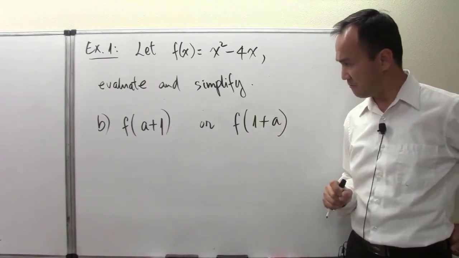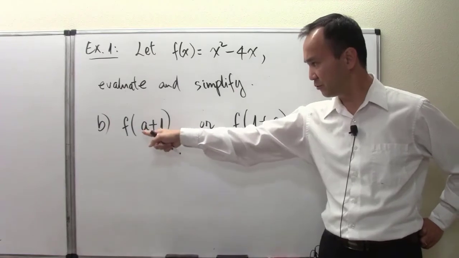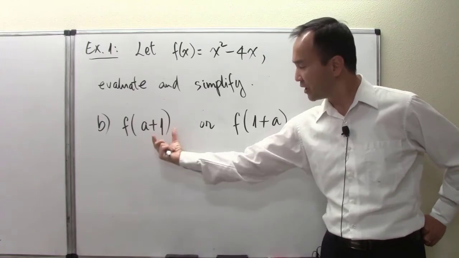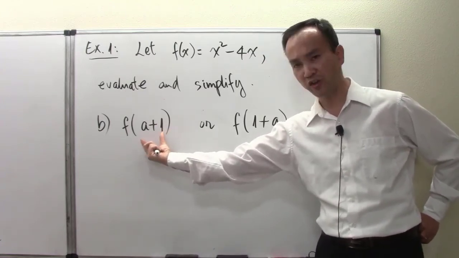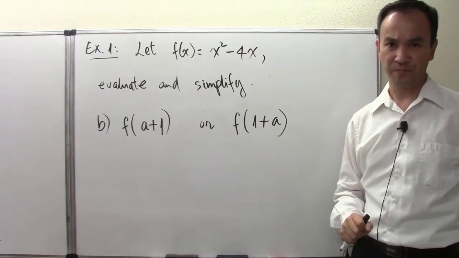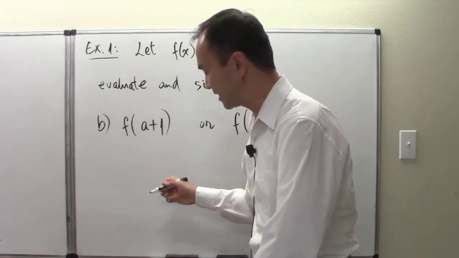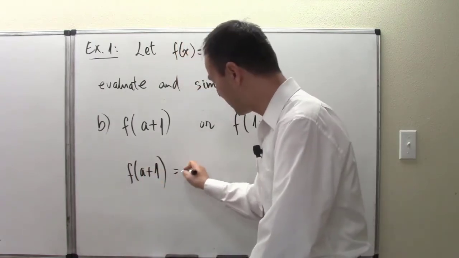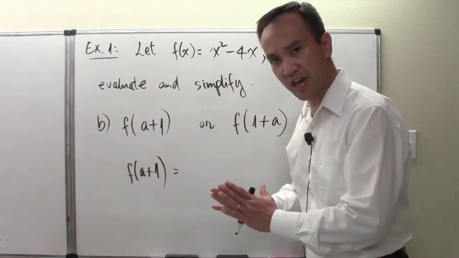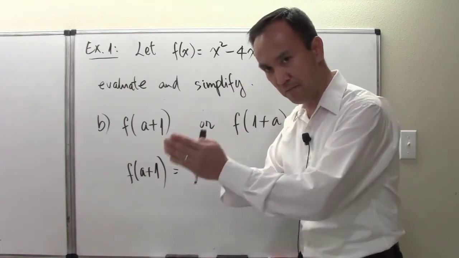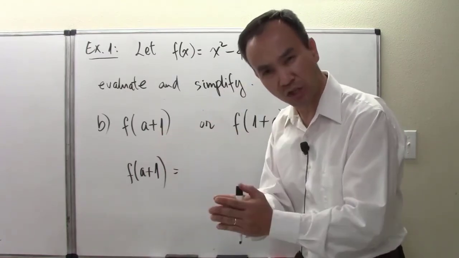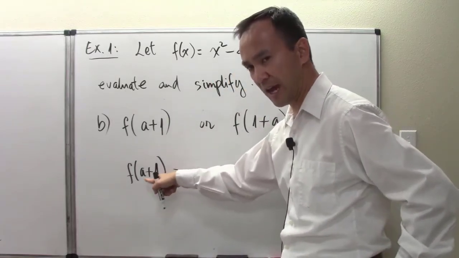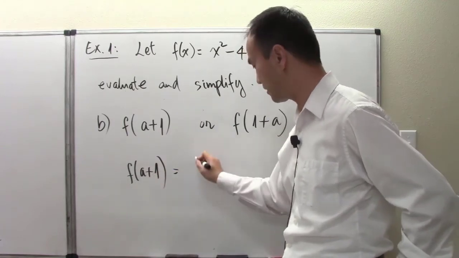Okay, but now let's proceed. We want to evaluate the function at a plus 1. So we're going to substitute this entire expression a plus 1 into our function. This is how we are starting it. So f of a plus 1 equals, this is the rule of the function. The rule says x squared, the input squared, minus 4 times the input. The input now is a plus 1, currently the input squared. This is how I'm writing it.